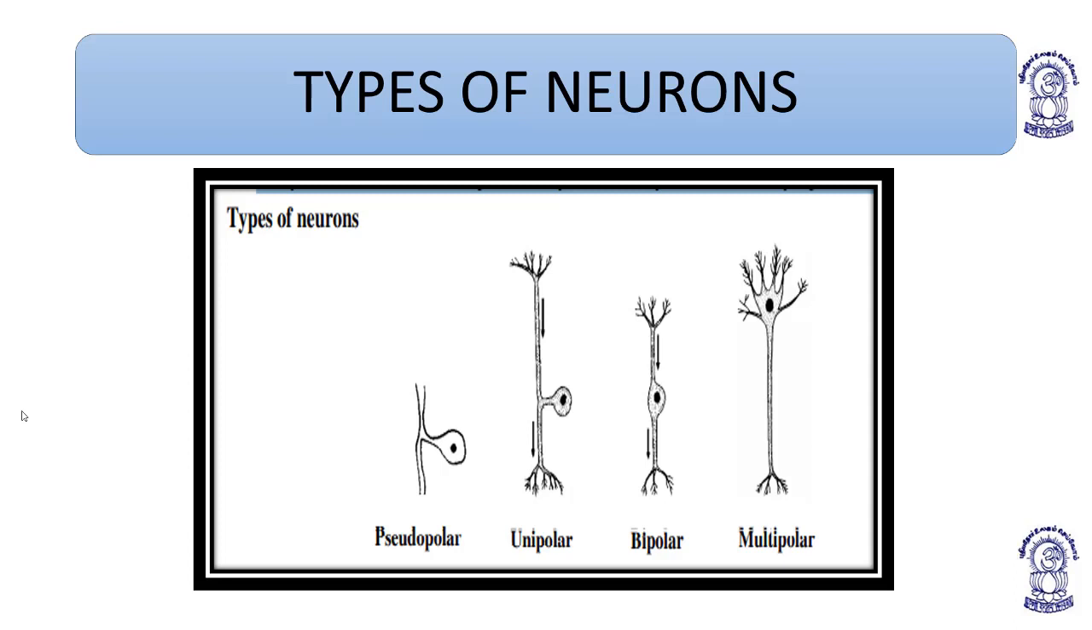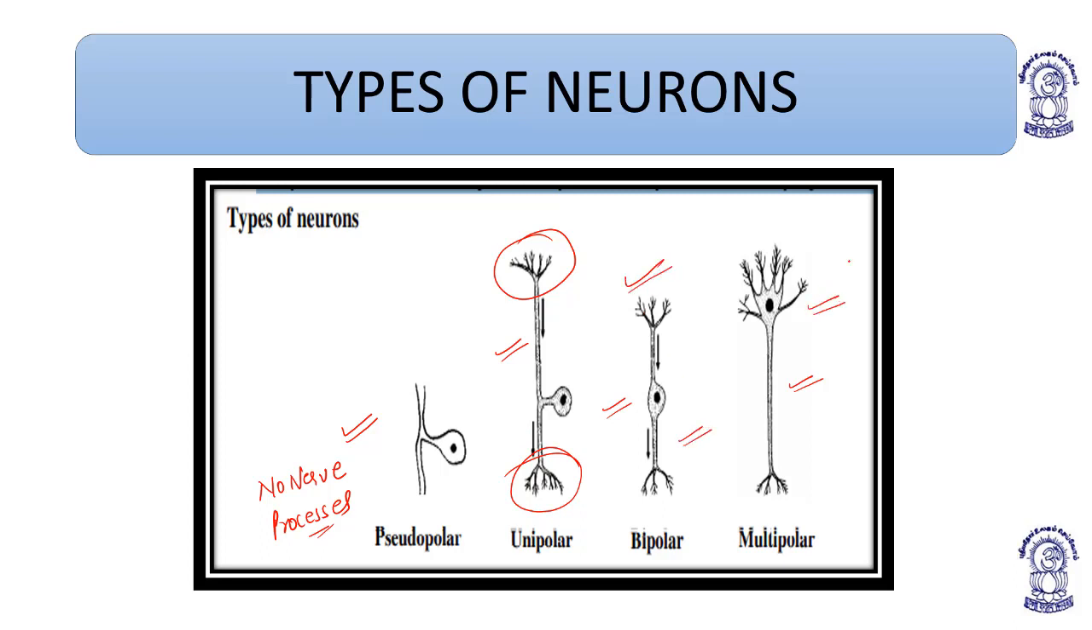Types of neurons. On the basis of number of nerve fibers: pseudopolar, unipolar, bipolar, and multipolar. Pseudopolar, which is not having any nerve process. Unipolar, one dendrite and one axon, meaning one process. Bipolar, two processes, and multipolar, many processes.